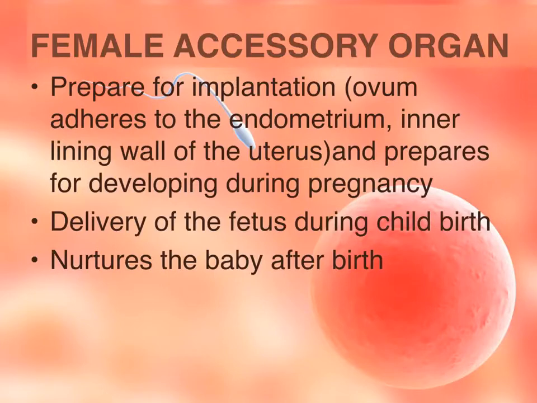The major function of the female accessory organs is that once the egg, or the ova, has been produced, it provides a passageway for it to travel and also prepares a place for it to get fertilized, then allows it to be implanted, which means that it will actually adhere to the wall of the uterus where it can develop into a baby, and then nurture the baby while it grows inside the womb, and then also provide nutrients for the baby once the baby is born.